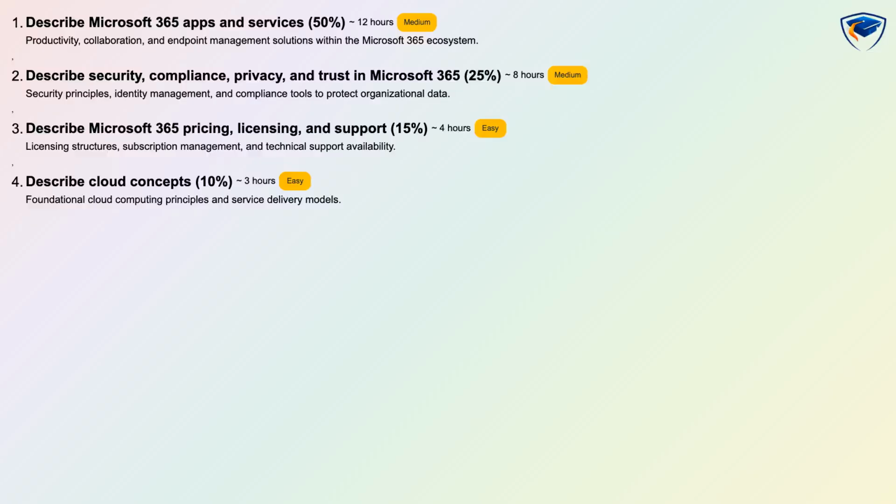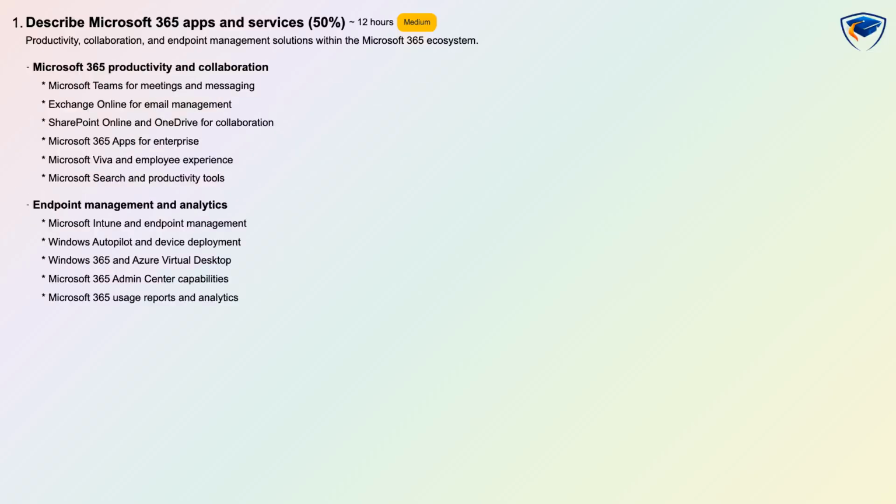to realistic situations. Describe Microsoft 365 apps and services carries 50% of the exam weight. It focuses on productivity, collaboration, and endpoint management solutions, and it is rated medium difficulty with an estimated learning time of 12 hours and an assessment type of conceptual plus scenario-based. In this domain you will learn how Microsoft Teams supports meetings and messaging, how Exchange Online manages email, and how SharePoint Online and OneDrive enable collaboration and file storage.